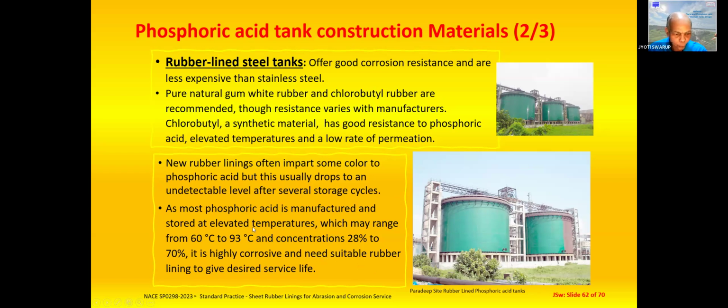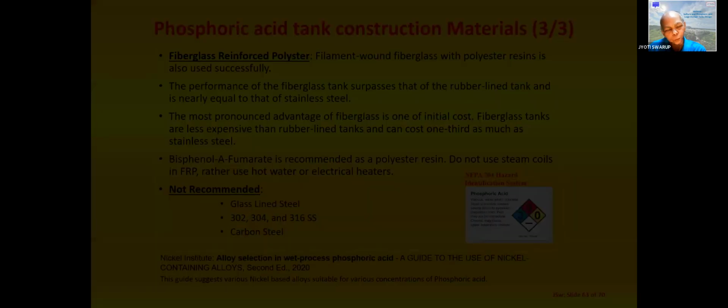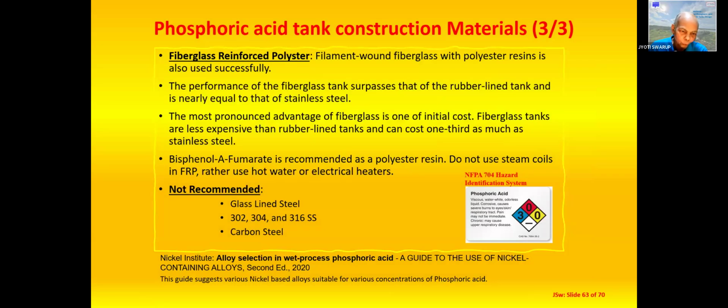Most phosphoric acid manufactured is stored at elevated temperatures, which may range from 60 to 93 degrees C, and concentrations of 28 to 70 percent are highly corrosive and need suitable rubber lining to give the desired service life. The other option is to use fiberglass reinforced plastic, FRP, and the performance of fiberglass tanks surpasses that of rubber lined tanks and nearly equals that of the stainless steel tank.